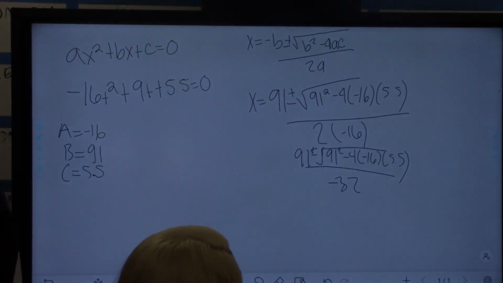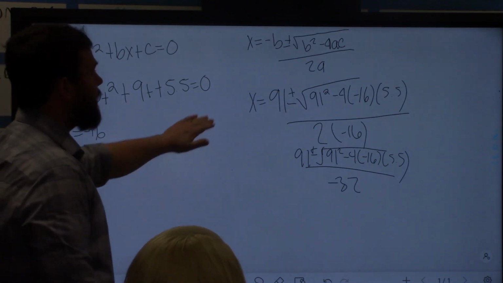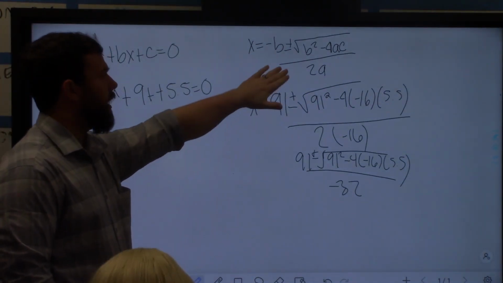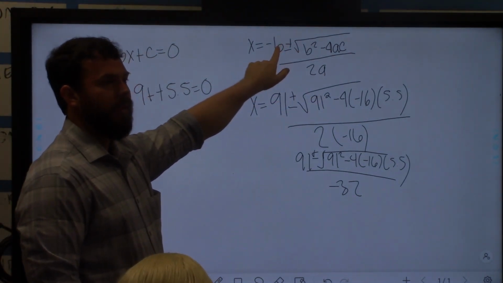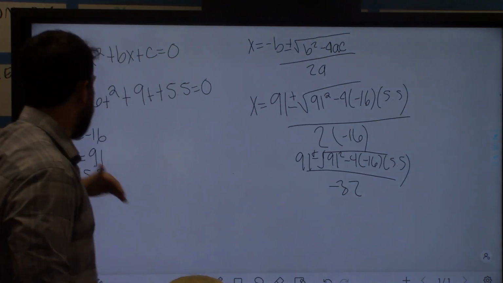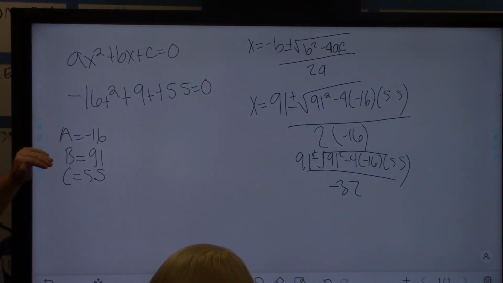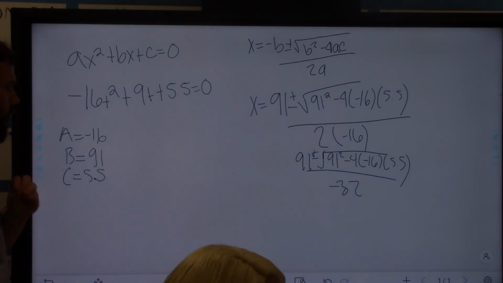Eyes up here, I just want you to notice. The first thing that I would do, hey guys, I'm trying to use this equation. X is equal to these values, or this expression. So what do I need? I need A, I need B, and I need C. Identify them. Write it out. A equals -16, B equals 91, C equals 5.5. That's going to help make sure that you don't make any mistakes.